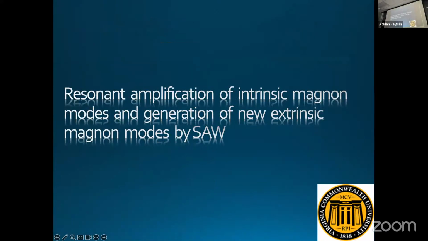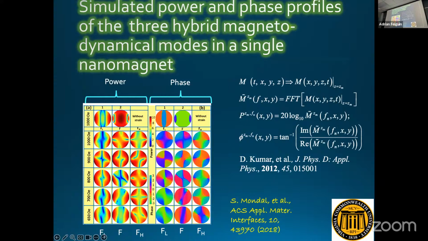So, oops, go back, it's going too fast. So how do we calculate this? Well, again, from the MuMax micromagnetic program, we get the magnetization. Then we Fourier transform with respect to time, at one location Z, on the surface of the nanomagnets. So we put Z equal to the surface. Once we do the first Fourier transform, that gives us this. Then the power is 20 log 10 of that, and the phase is this. So that's how we calculate these power and phase profiles. It's in this paper.